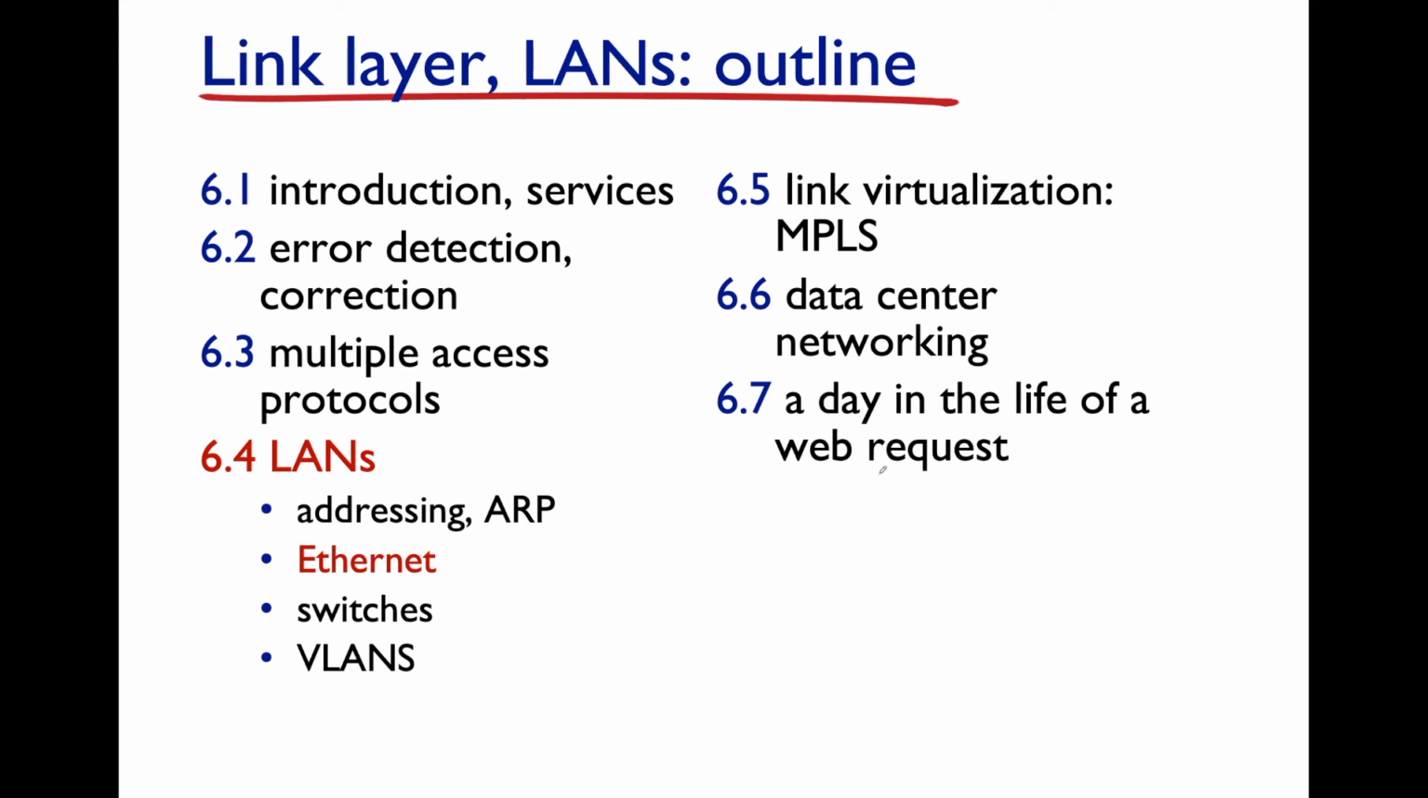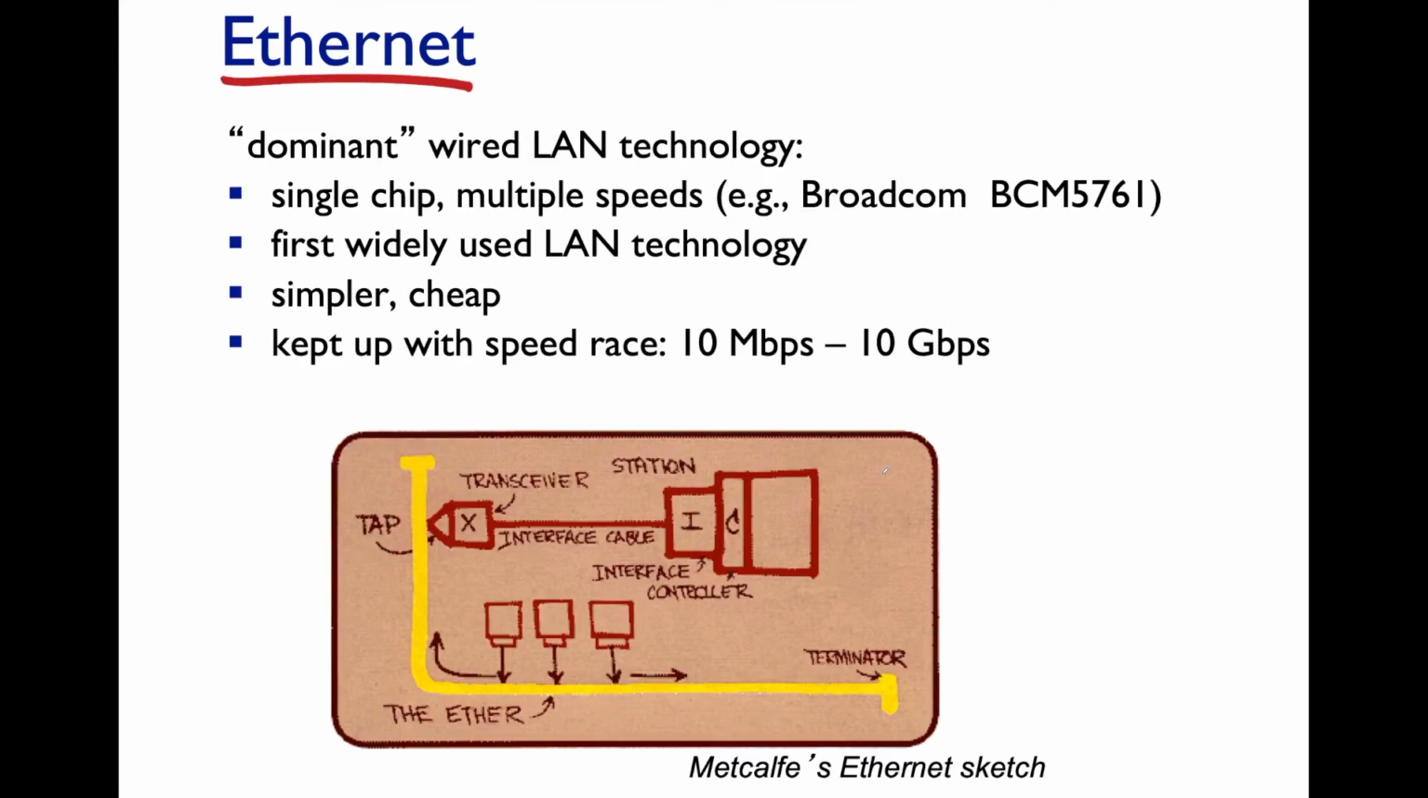All right. So now we'll look at Ethernet. Ethernet is the dominant wired LAN technology at the moment. That could change maybe decades from now, but it is at the moment. Now, of course, you can get Ethernet implemented in a single chip. You can have it very, very fast. And it is the first local area network scheme that became very widespread in its use.